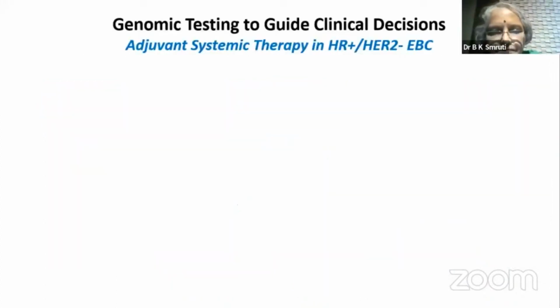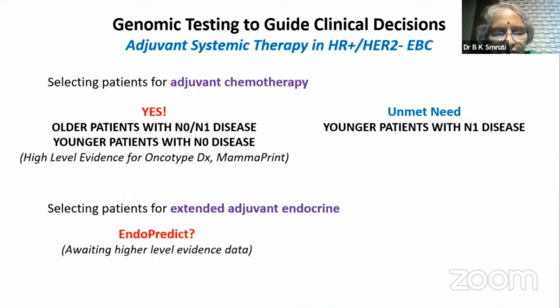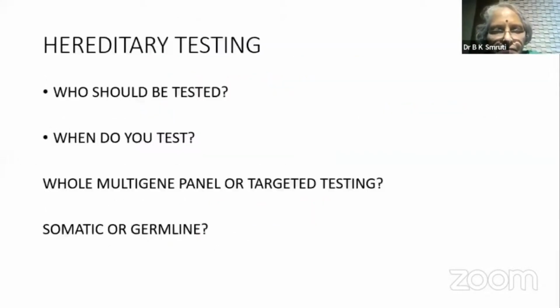Next slide. Yeah, next slide. Yeah, next. So this is what it is. Now coming to this, this is how you can use these genomic tests. Now quickly moving on to the last bit, and that is about hereditary cancer. Next slide. So who should be tested?